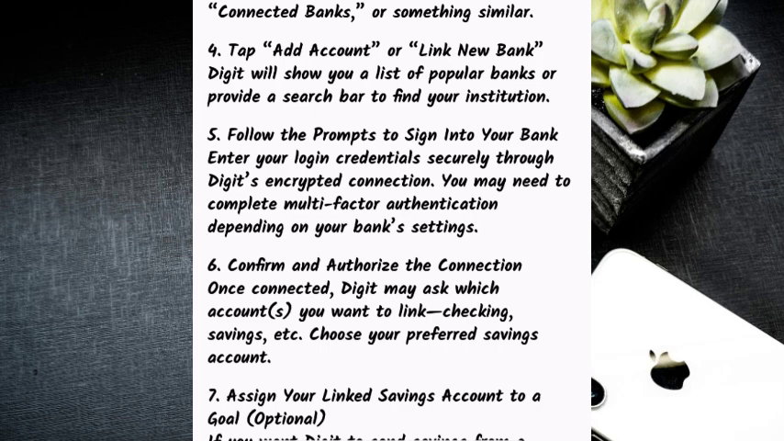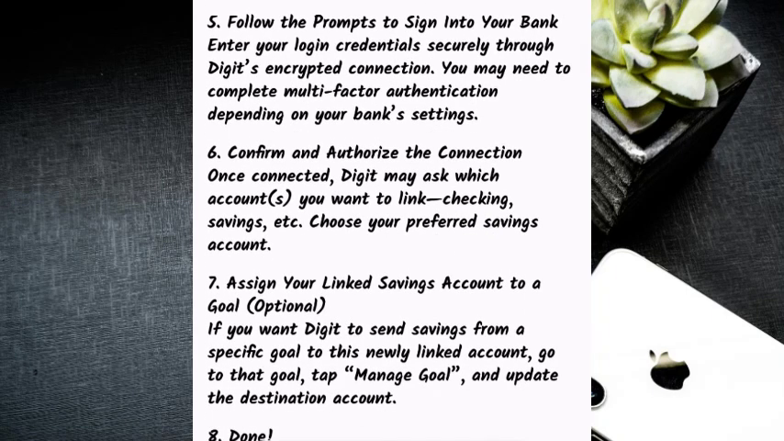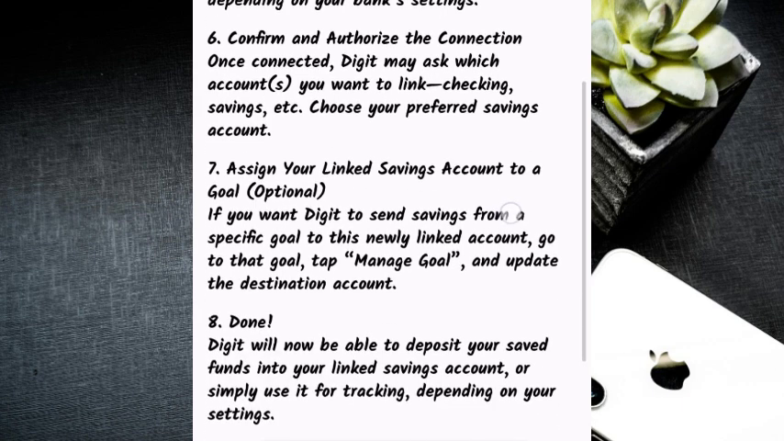Now, once connected, Digit will ask which accounts you want to link. It could be checking, savings, etc. Just choose your preferred savings account. Next, assign your linked savings account to a goal. If you want Digit to send savings from a specific goal to this newly linked account, go to that goal and tap Manage Goal and update the destination account.